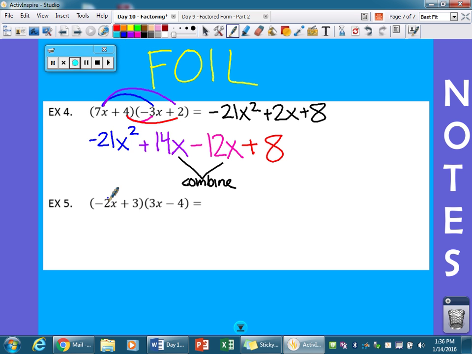Following FOIL, first. Negative 2x times 3x is negative 6x squared. Outer, negative 2x times negative 4. Negative 2 times negative 4 gives me a positive 8. And then I still, again, have that x hanging out. Inner, 3 times 3x is 9x. And last, 3 times negative 4. 3 times negative 4 is a negative 12.